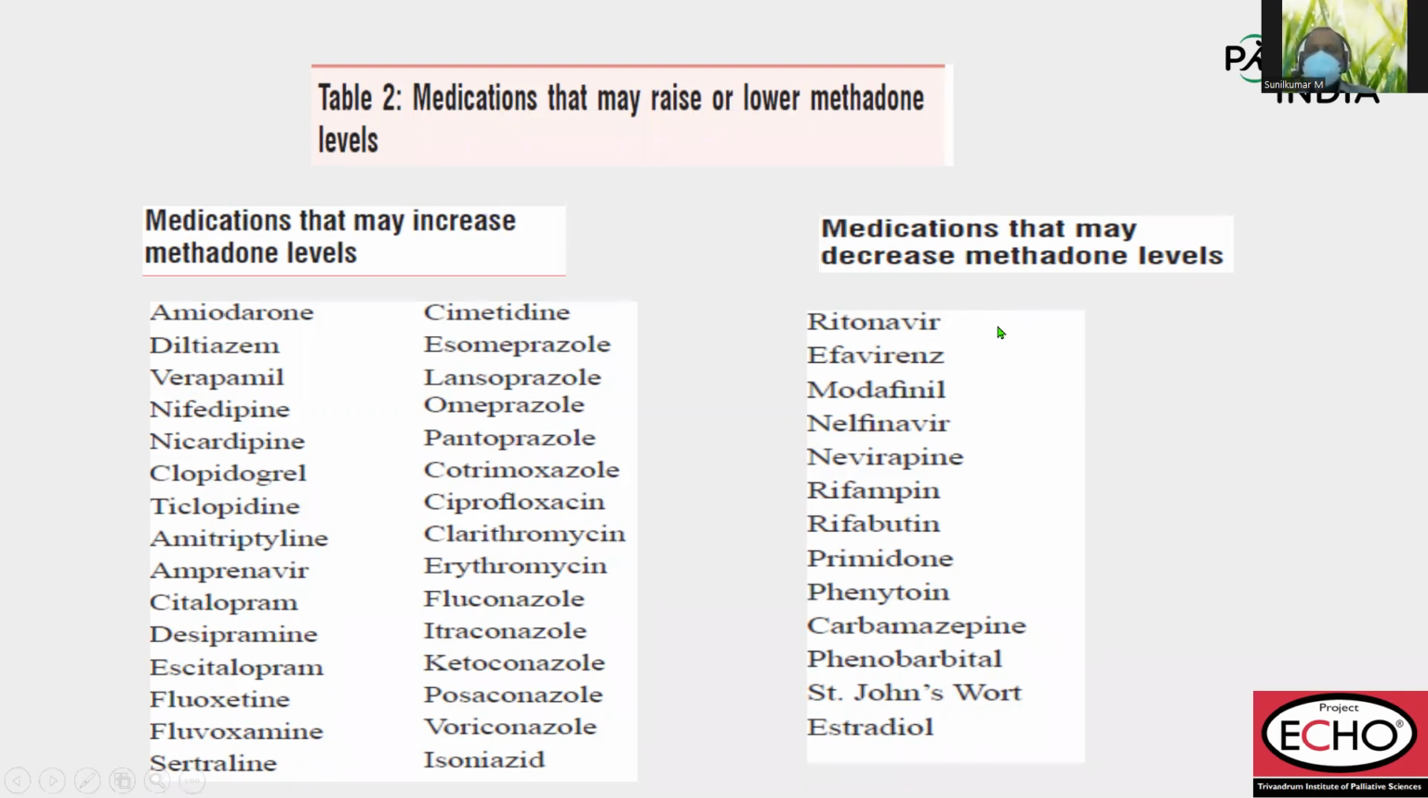And there are some medications which can reduce the methadone levels. Out of these, rifampicin, then phenytoin, carbamazepine, phenobarbital are the usual medications which we see in patients. So there are a lot of medications which can cause interaction with methadone. That's what we need to know. Nobody will be able to remember all these medications.